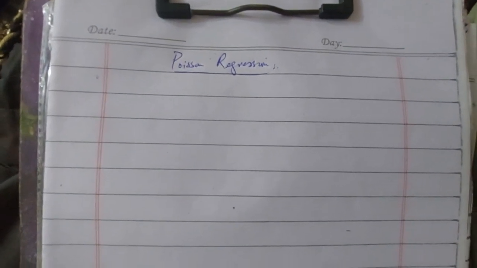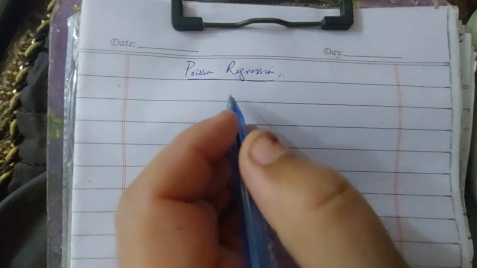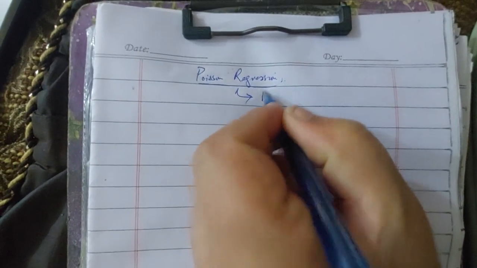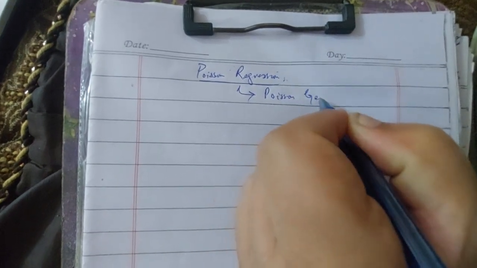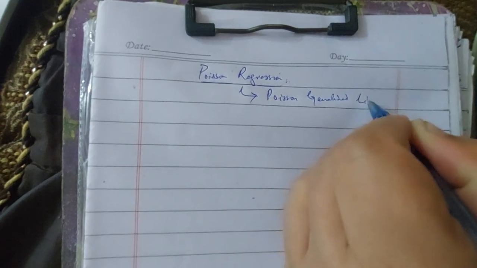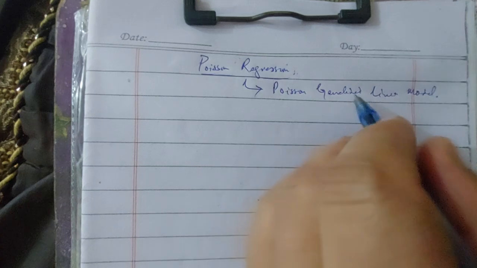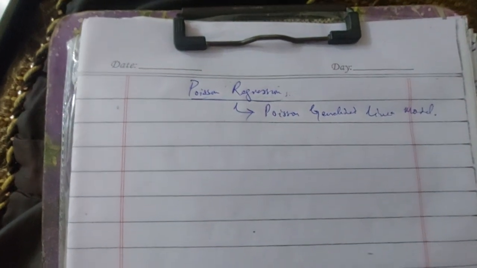In this video, we will be doing the Poisson regression, which is also called the Poisson generalized linear model, Poisson GLM.